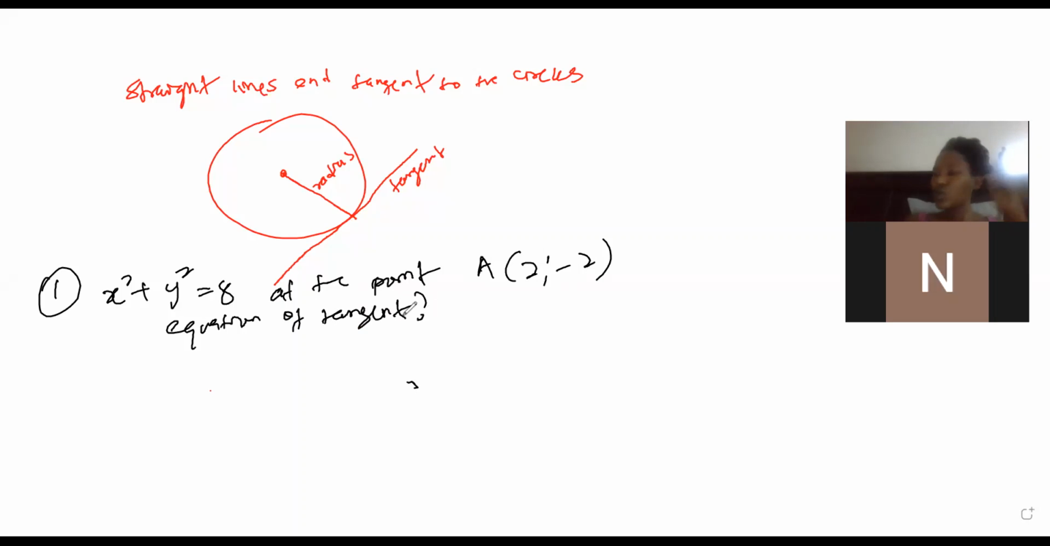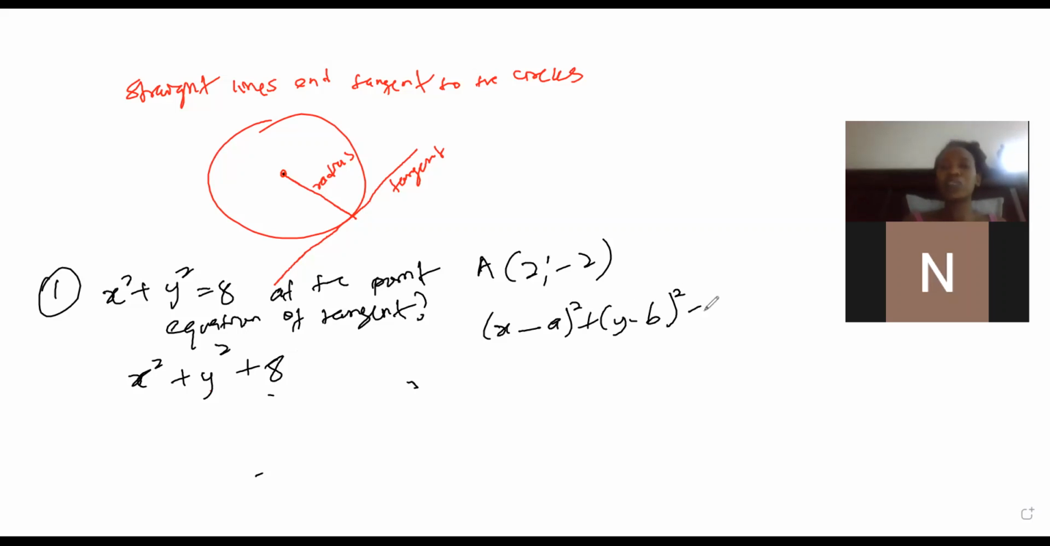So the step to find the equation of a tangent when the point of contact is given: you first find the gradient of the radius at the given point. So the gradient of the radius, from the center of the circle. We have the circle here, right? So the circle is x squared plus y squared equals 8. Remember the formula for the equation of a circle is (x minus a) squared plus (y minus b) squared equals r squared, right? We said a and b are the center points.